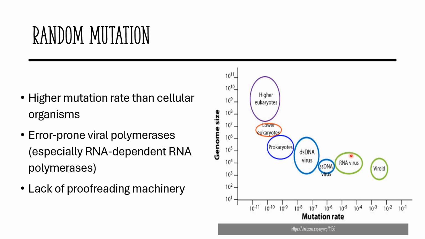Viral polymerases are more error prone than cellular polymerases, with the least accurate being viral RNA dependent RNA polymerases. Moreover, most RNA viruses or cytoplasmic DNA viruses can't use the cellular proofreading machinery, which is functional for nuclear double-stranded DNA, and they generally don't encode this function.